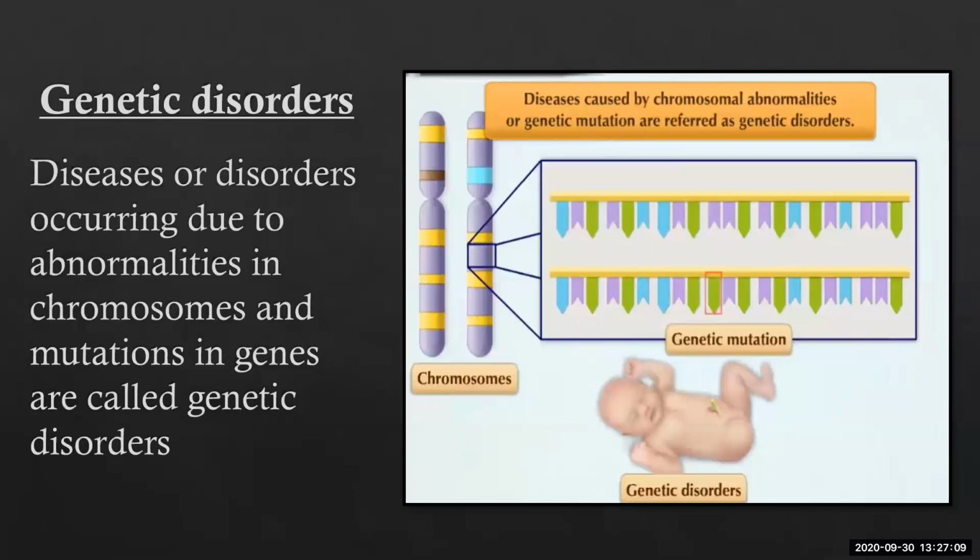So, what is genetic disorder? If there are any abnormalities in chromosomes, as well as if there is mutation, that is sudden changes in the genes, it is known as genetic disorder. Chromosomal abnormalities include either an increase or decrease in the number of chromosomes, or deletion.